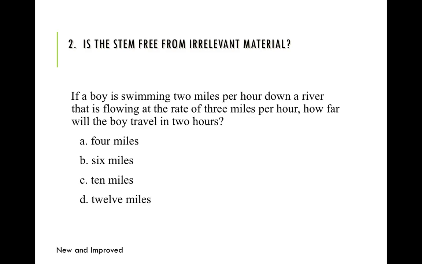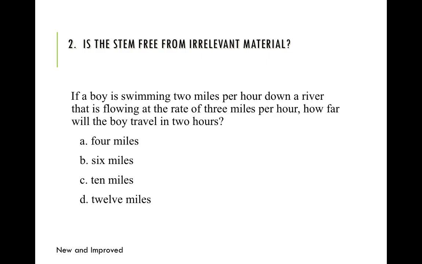So if I were to change it, and again, you can change these in multiple ways. If a boy is swimming 2 miles per hour down a river that is flowing at the rate of 3 miles per hour, how far will the boy travel in 2 hours? Okay. Now, one thing I do want to point out here, because usually this produces some discussion with the students of, well, what about we want our students to learn to pick out what's relevant?